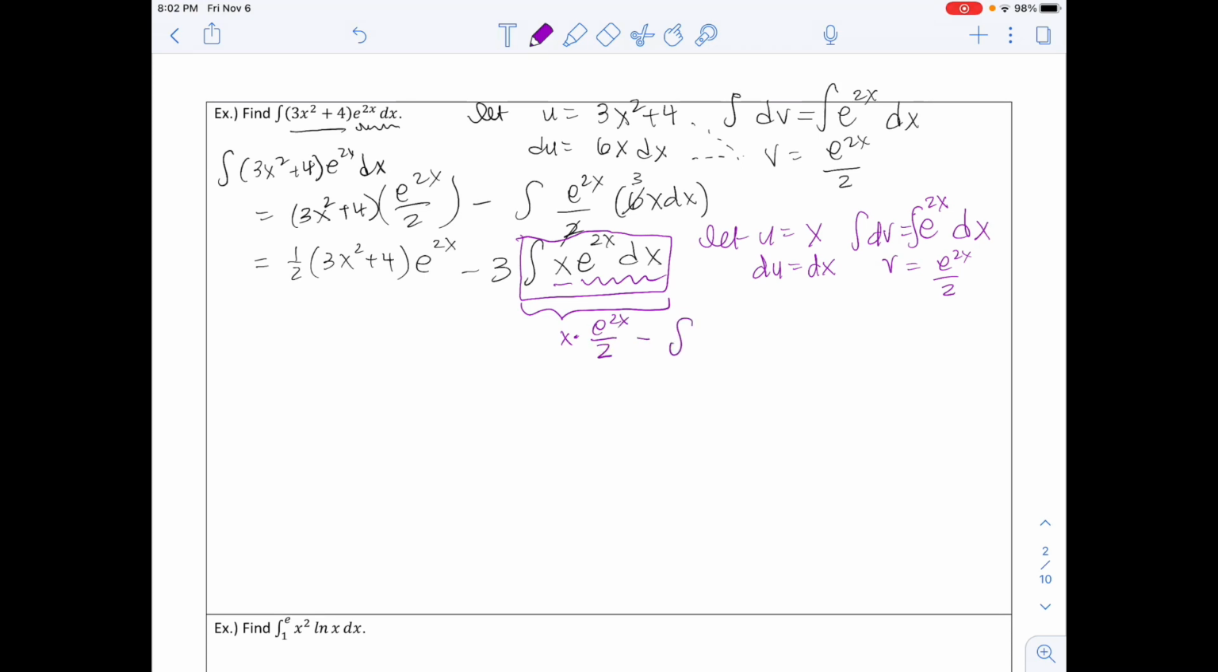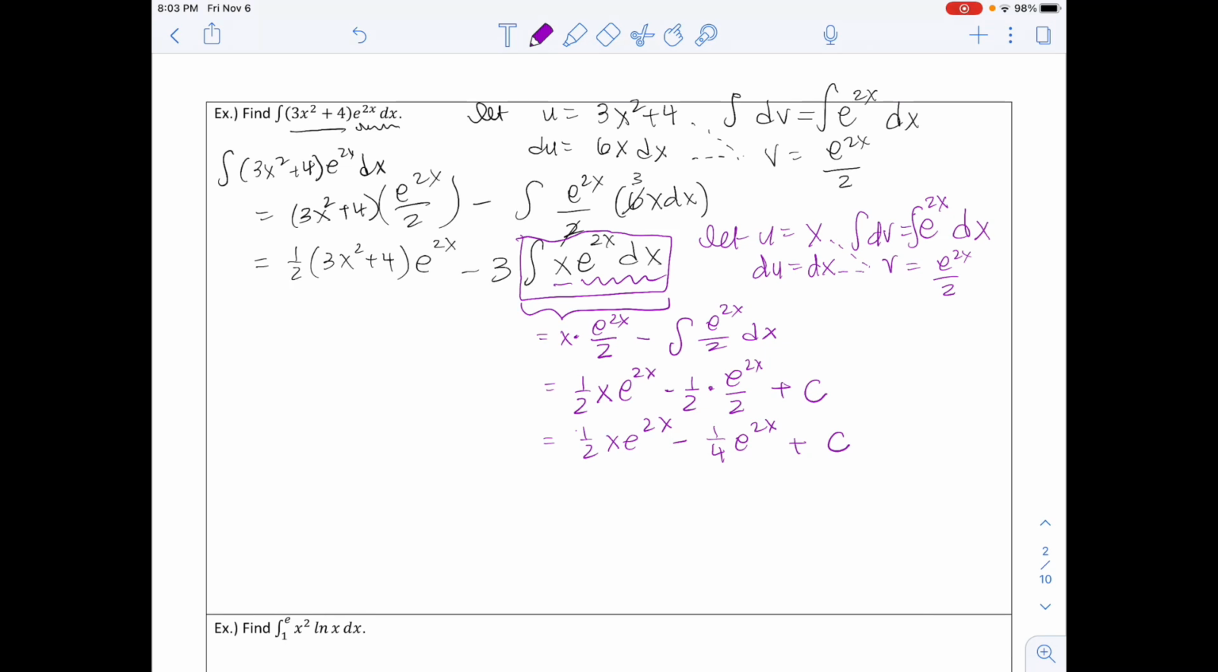minus the integral, and so we did u times v first, and then minus the integral of v du, so we have e to the 2x all over 2 dx. And then from here, simplifying this, I end up with x times 1/2 e to the 2x minus 1/2 out in front times, and then I'm going to integrate this, end up with e to 2x divided by 2. And I'm going to go ahead and put my plus c because at this time I am done with my integrals and I don't have to stress about that constant anymore. So I'll put that in. So I have this simplified as 1/2 x e to the 2x minus 1/4 e to the 2x plus c.